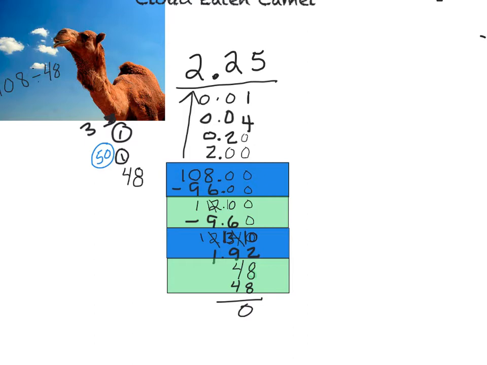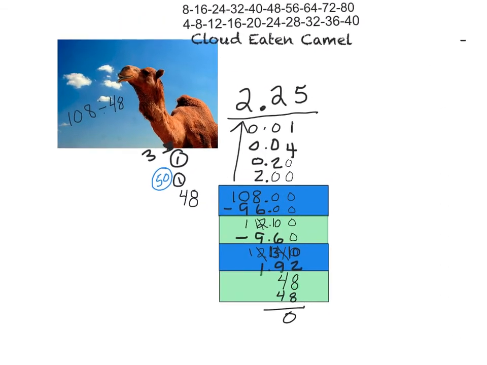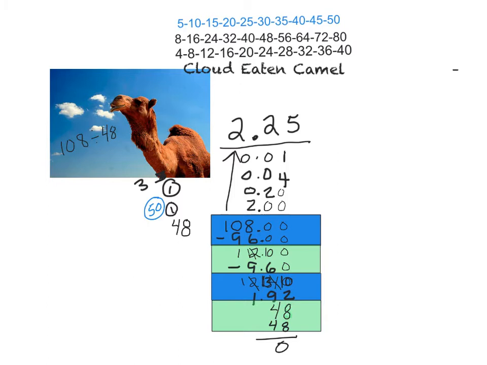Super. So now let's go ahead and remember what was happening with this camel, right? So you got this camel here that's eating these clouds, and he's eaten 108 of these clouds in 48 hours. And the question is, how many clouds did he eat per hour on average, right? So we've got 108 divided by 48, and he is eating 2.25 clouds every hour. And that, my friends, is our answer. I'm going to just make this a little bigger for you. And there you have it.